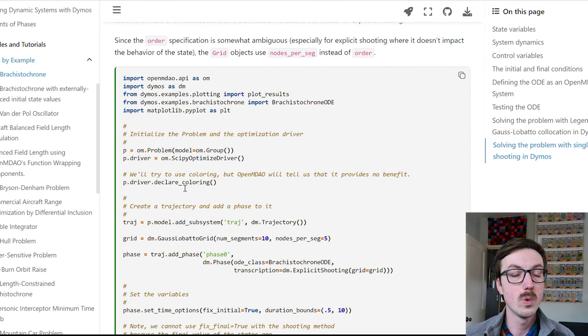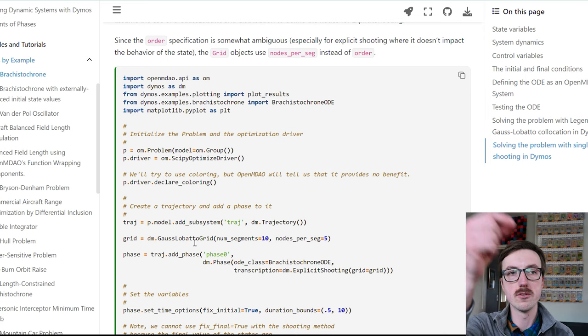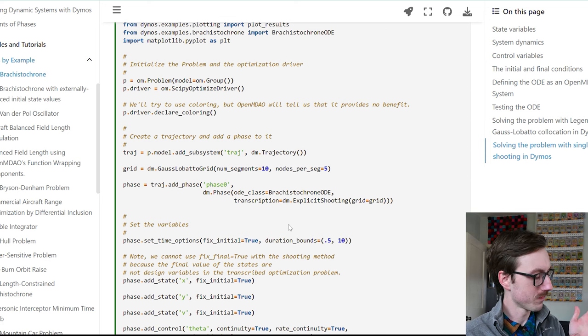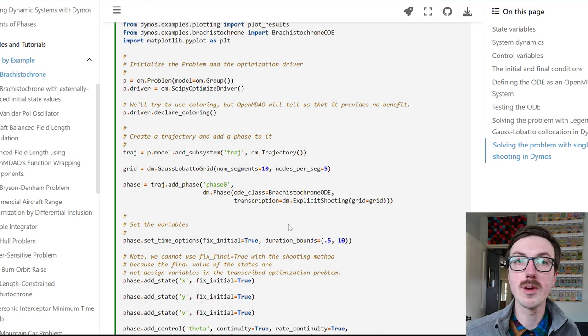So here, we do a lot of the same thing. We define a problem, we add a trajectory here, we have a grid for this. Again, it's going to be the Gauss-Lobatto grid. We're going to use the same kind of points in space. But now we're saying the transcription is explicit shooting. So just like I was saying, we have points in time and we're moving forward in time based on the state rates that we compute.